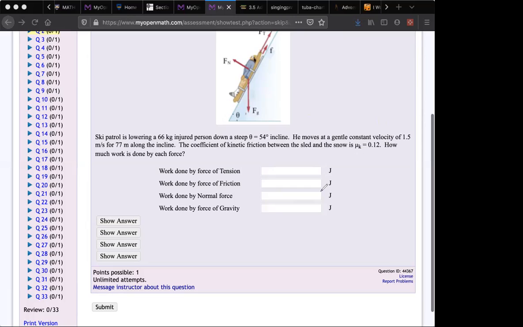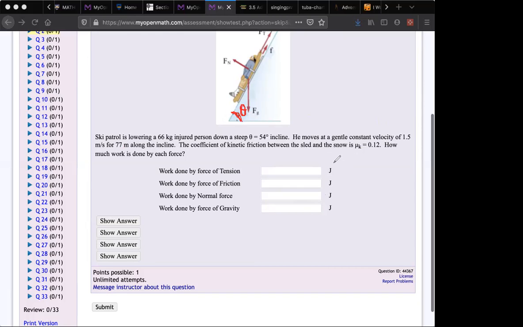Okay, let's try again. So first of all, there are two different angles we need to deal with. The angle of the slope and the angle between each force and the direction it moves. This angle here, we're gonna call theta just like they did. The angle between here and here and all these forces, that's what we need to do down here. And that's probably the thing that confuses people more than anything in this problem.